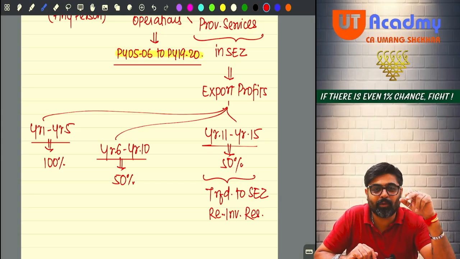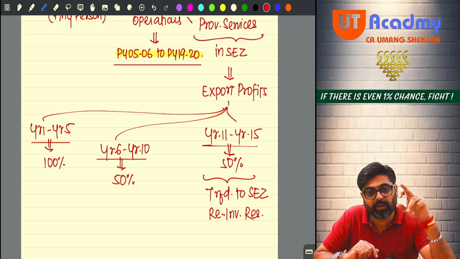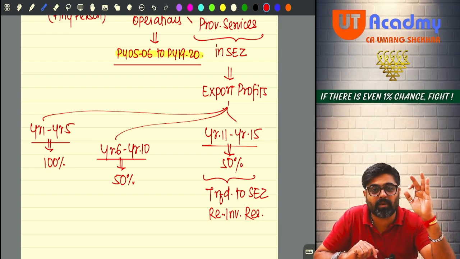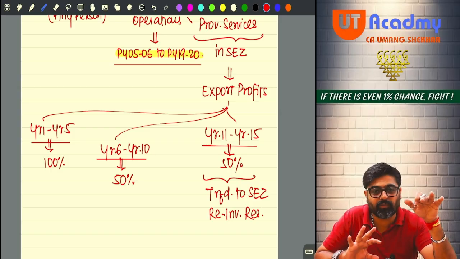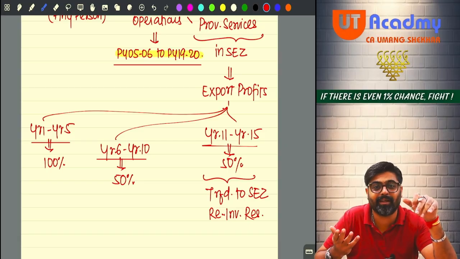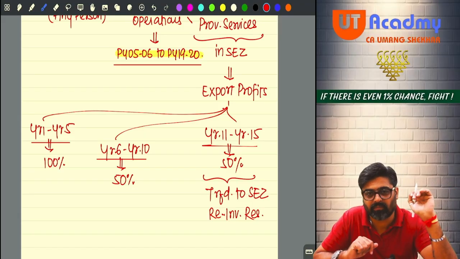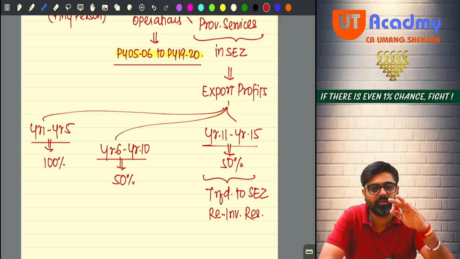And that the government is not going to exempt. From the 16th year onward, your entire profits, including export profits and domestic profits, will be charged to tax under the head PGBP. So the government gave you this 15 years cushion, 15 years comfort, known as the tax holiday period. Earn and don't pay tax. For the first 5 years, 100%. Next 5 years, 50%. Last 5 years, 50%. But the last 5 years' profits need to be reinvested. Yes or no?